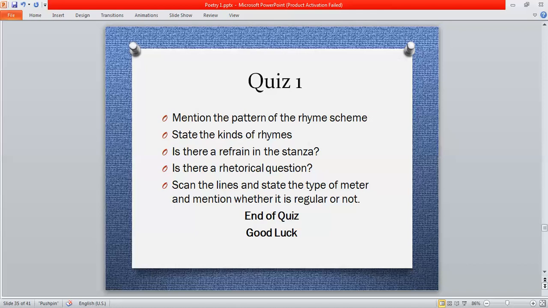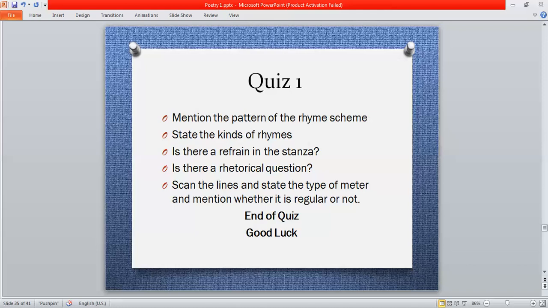The second question, or the last question, sorry, belongs to the second lecture. The lecture entitled Meter of Poetry. Scan the lines. What do we mean by scan the lines? يعني you have to count the number of syllables and then to state the number of feet to mention whether the line is monometer, dimeter, trimeter, tetrameter, and so on. Then you have to state the type of meter style, such as iambic or anapest or trochee or any other type that we have studied in lecture number 2.